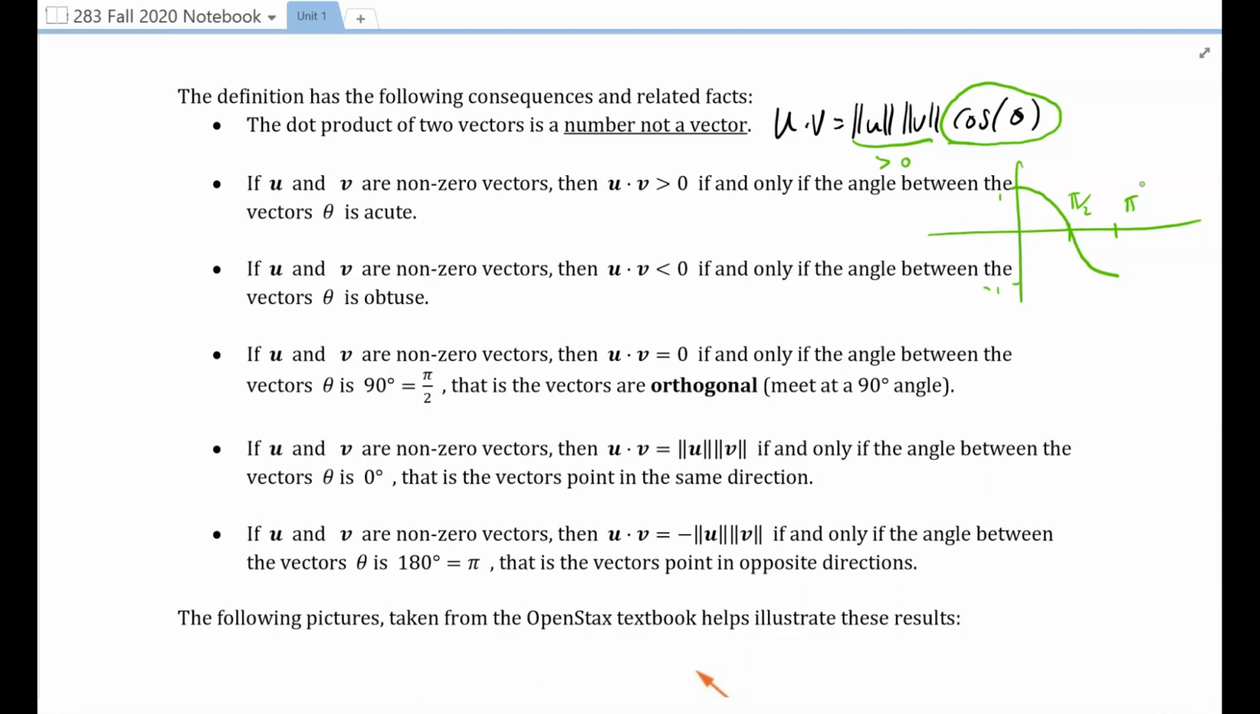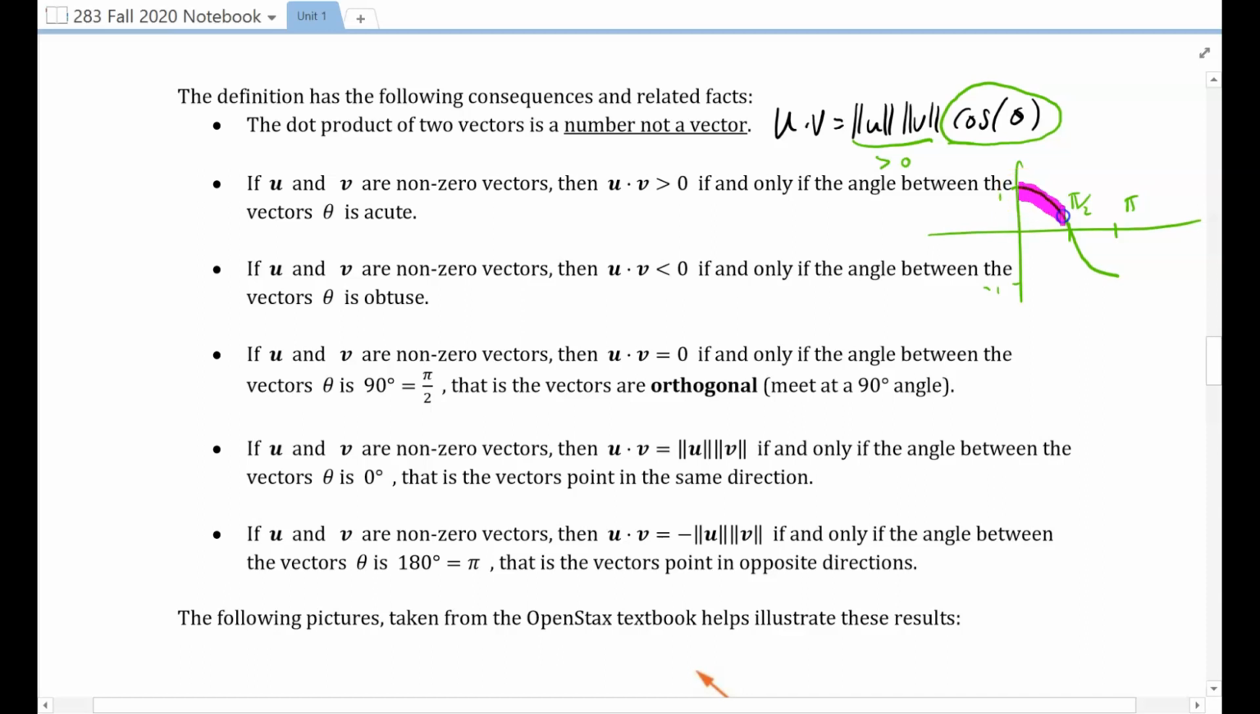So it's positive in the first quadrant, negative in the second quadrant. Now these next 5 bullets are a direct consequence of that, and it's that if U and V are non-zero vectors, their dot product is going to be positive if and only if the angle in between them is acute. So if it's going to come out positive, then the angle's got to be acute. If the dot product is going to be negative, that happens if and only if the angle between them is obtuse. That has to deal with the portions that we're talking about.